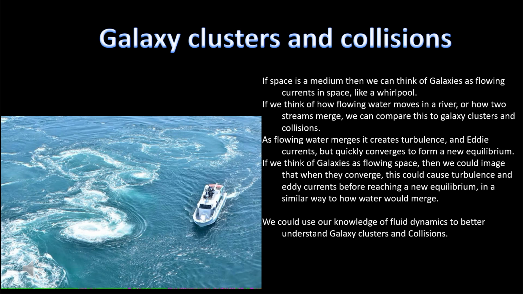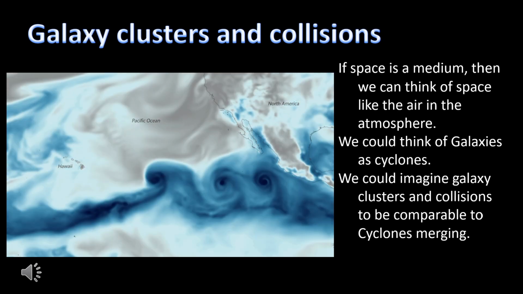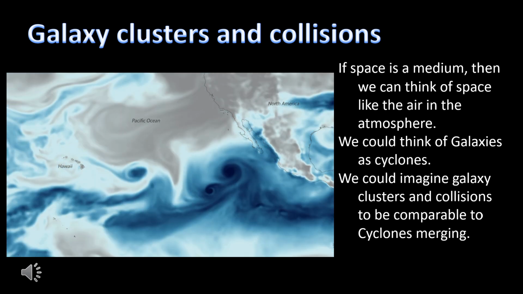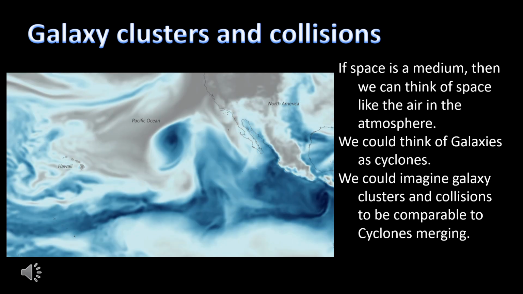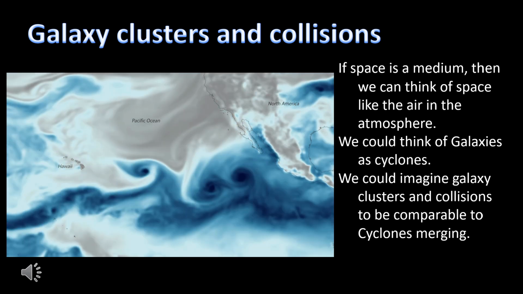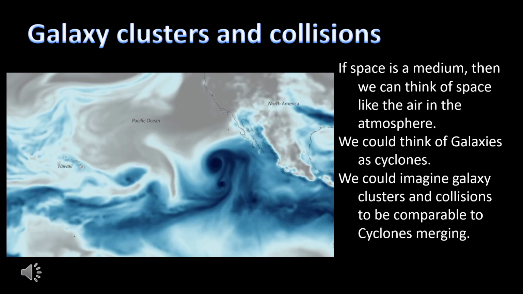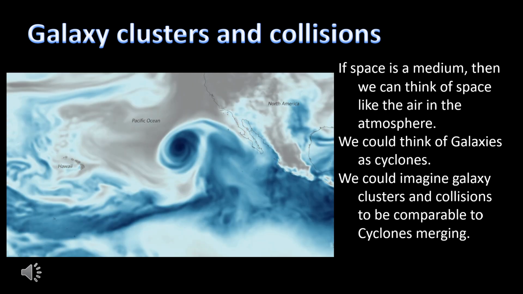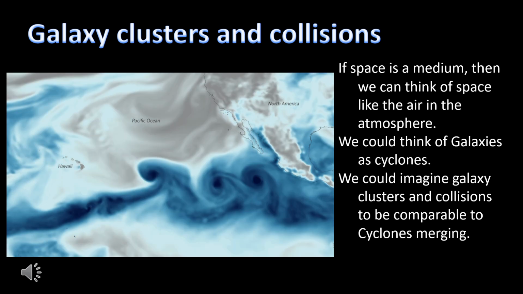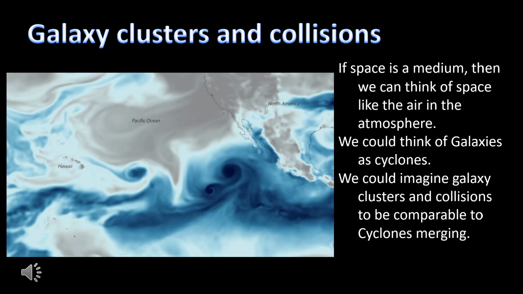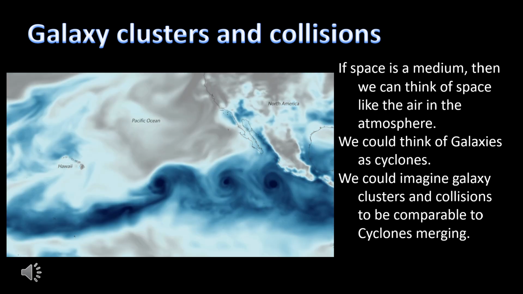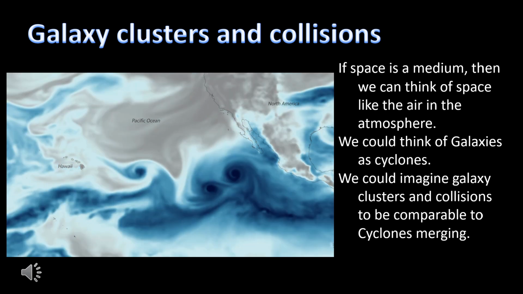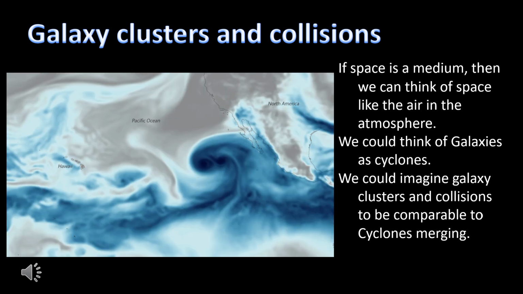galaxy clusters and collisions. If we think of space as a medium, then we can think of space like the air in our atmosphere. We could think of galaxies like cyclones. We could imagine galaxy clusters and collisions to be comparable to cyclones merging. We can see two smaller cyclones begin to orbit each other and merge to form a larger cyclone, in the same way that we could see two smaller galaxies begin to orbit and merge to form a new equilibrium.